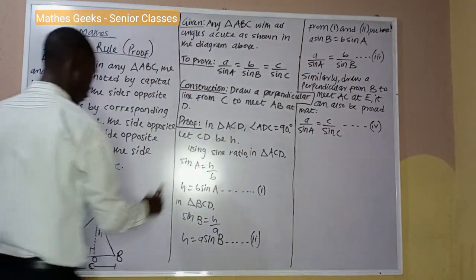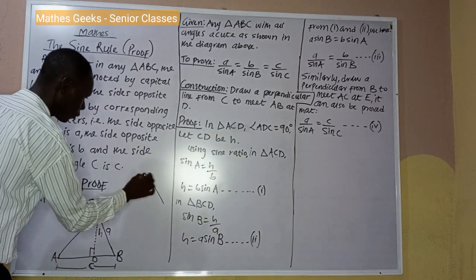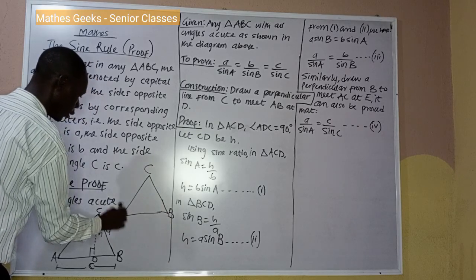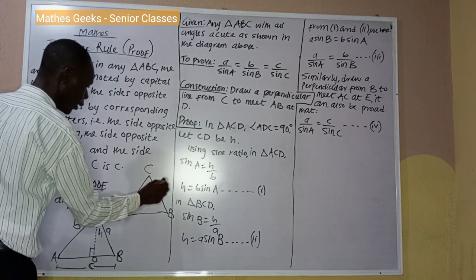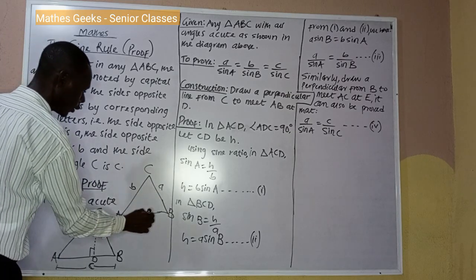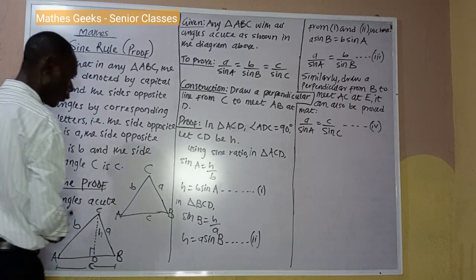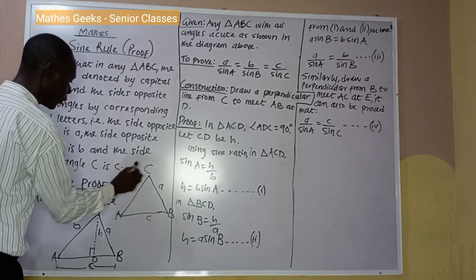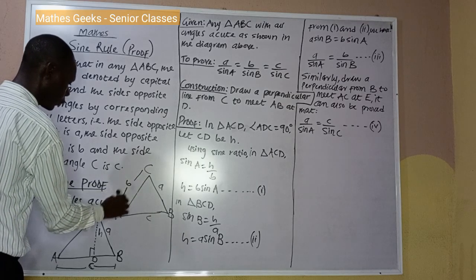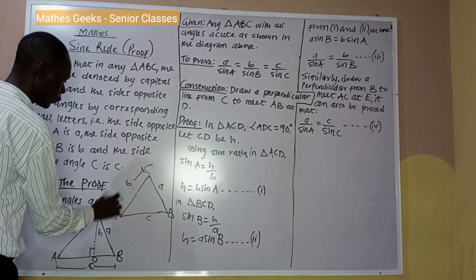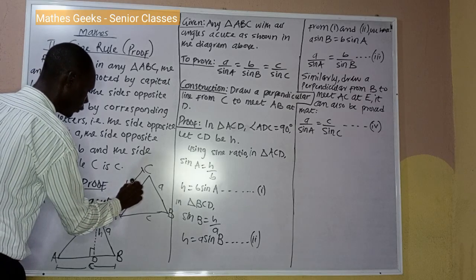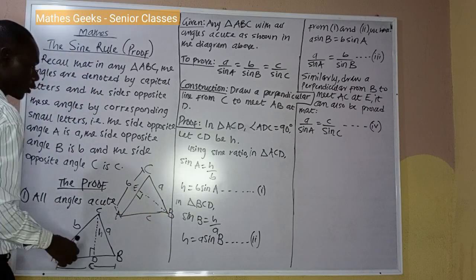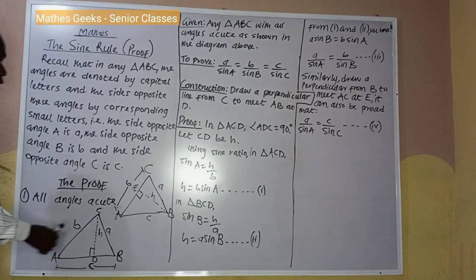So assuming we have this triangle in this form, remember this is angle C, this is angle B, this is angle A, this is side A, this is side B, and this is side C. If you produce a perpendicular from B until it gets to line AC at E, these are perpendicular, and this becomes the height of the triangle.